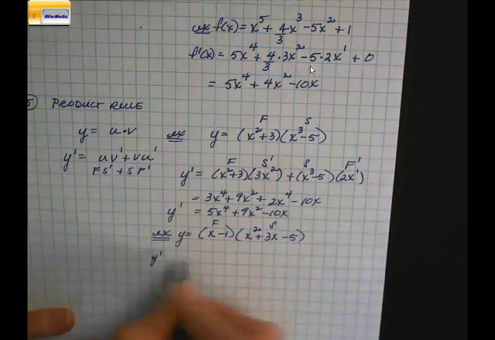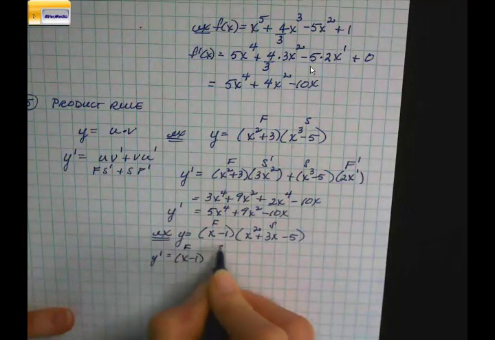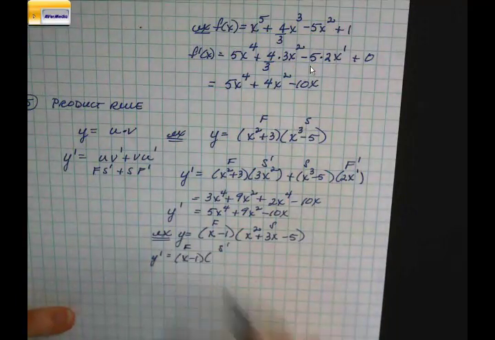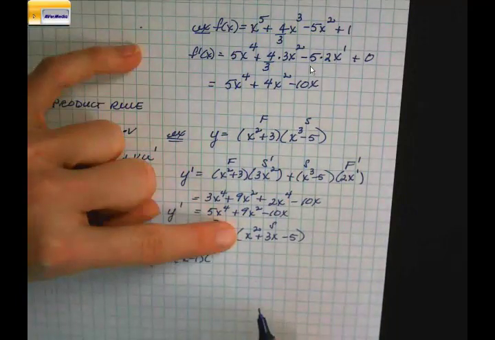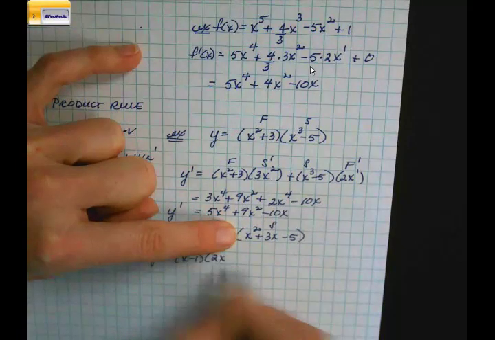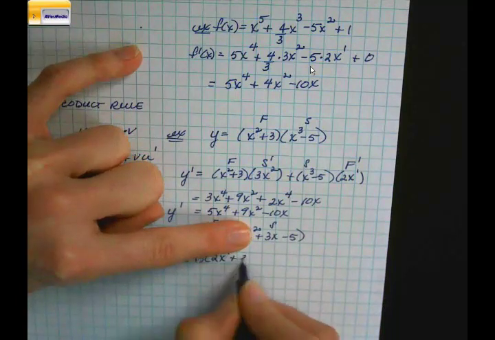So to take the first derivative, I'm going to do the first, which is x minus 1, times the derivative of the second. The derivative of x squared: bring the 2 out front, x to the 2 minus 1 exponent, or x to the power of 1. Take the derivative of 3x.